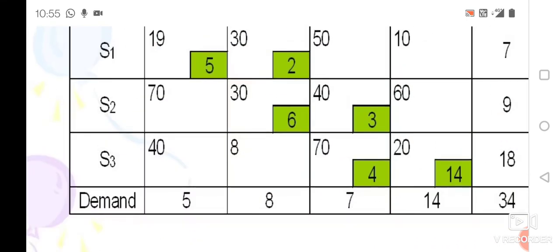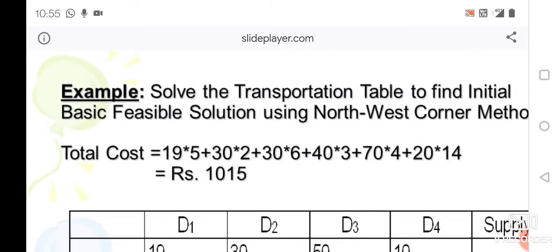This is a table of an example of solving a transportation problem to find the initial basic feasible solution using the northwest corner method.